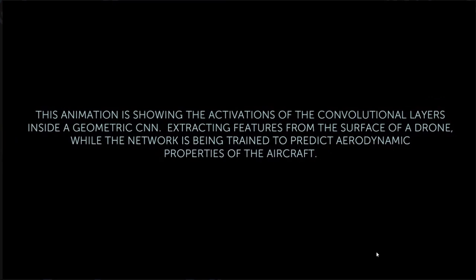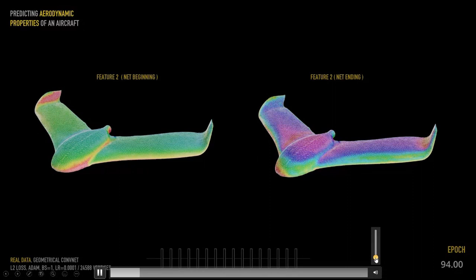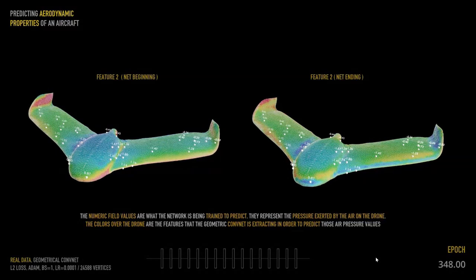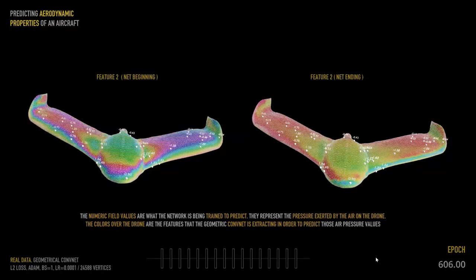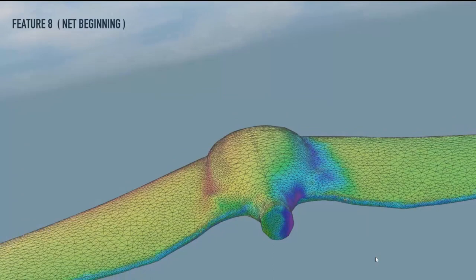We are working with a geometric convolutional network, and what we're visualizing in this representation is this geometric convolutional network predicting the aerodynamic properties of an aircraft, of a drone. And the numbers that you see are the predictions of the network, that is the pressure exerted by the air on different parts of the drone.